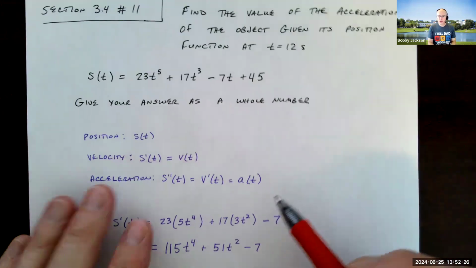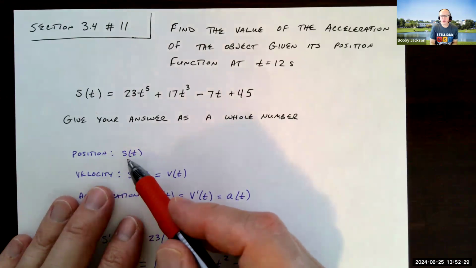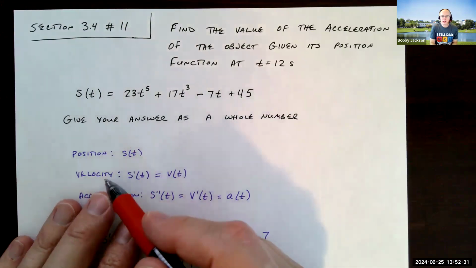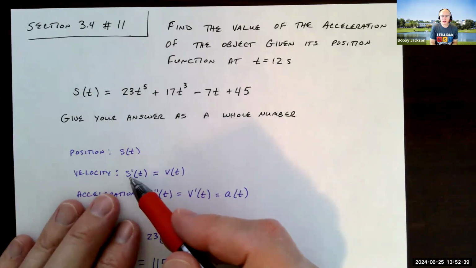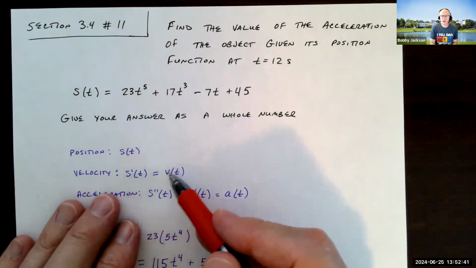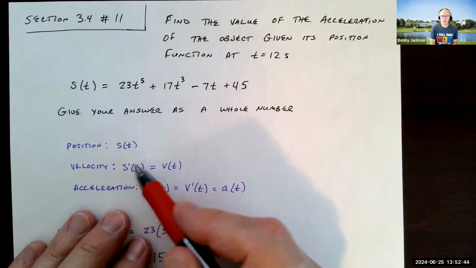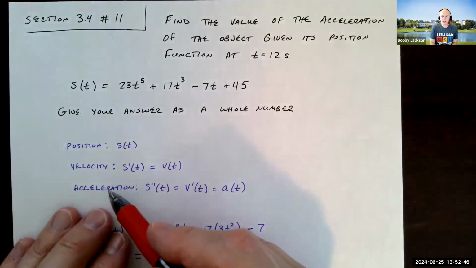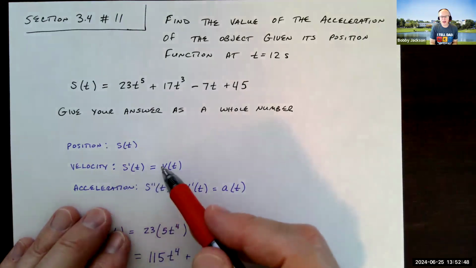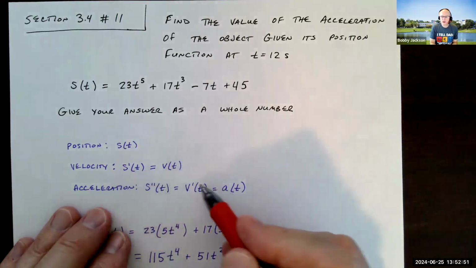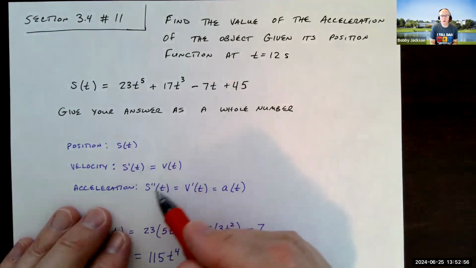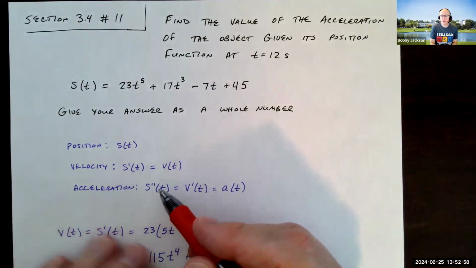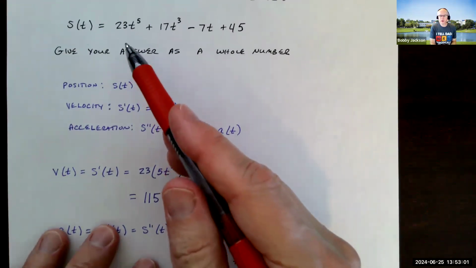Now, important relationships we need to know: if our position is s of t, which is what we're given, the velocity is what? The rate of change of the position with respect to time. And therefore, the velocity is the derivative of the position function. So v of t would be the derivative of your position function. Then what's acceleration? Acceleration is the rate of change of velocity with respect to time. So the acceleration is the derivative of your velocity, which is also the second derivative of your original position function. This one's pretty easy in terms of taking a derivative, I hope by now.